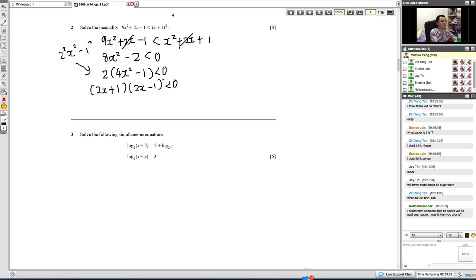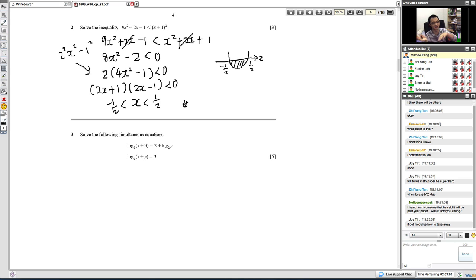So this is an inequality. You have to draw this out to solve the inequality. Imagine this is the x-axis, that means this is y equals 0. Less than 0 means below, so they are looking for this area. If they are looking for this area from the quadratic here, after you factorize, you know one of the answers is negative 1 over 2. The other answer will be 1 over 2. So I know my x answer should be between negative 1 over 2 and 1 over 2. This is how we solve a quadratic inequality.